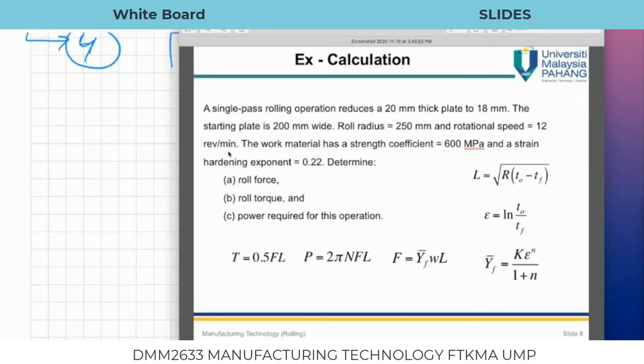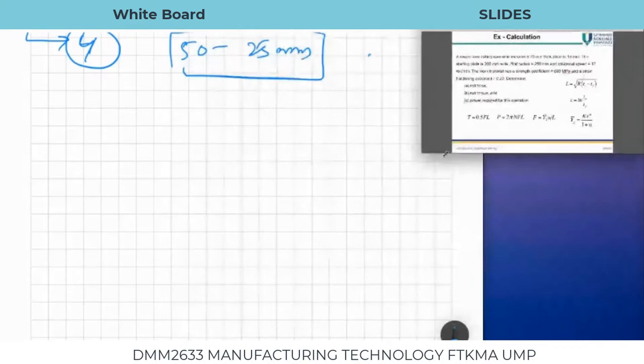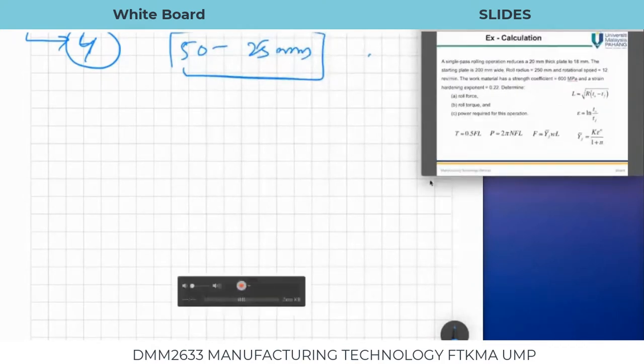Rotational speed is 12 revolutions per minute. The work material has a strength coefficient K equal to 600 megapascal and a strain hardening exponent n equal to 0.22. Determine the roll force, roll torque, and power. So this is very simple. Let us quickly solve this and then I will wrap up the class.